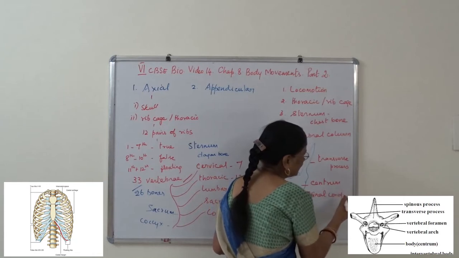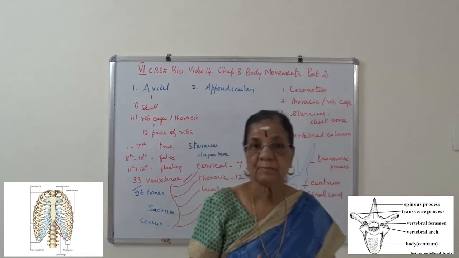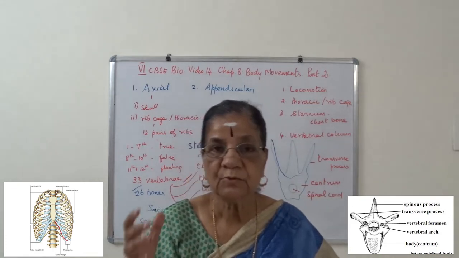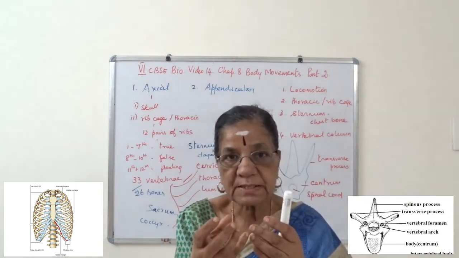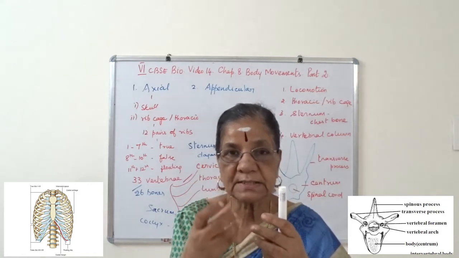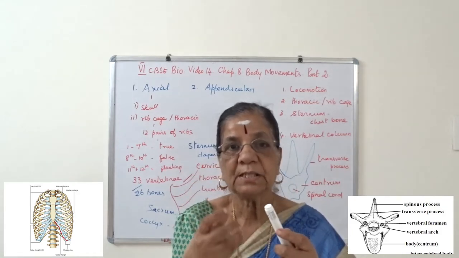I hope you understand. The cranium or brain box will enclose the brain, and the continuation of the brain is the spinal cord, which is enclosed by the vertebral column.